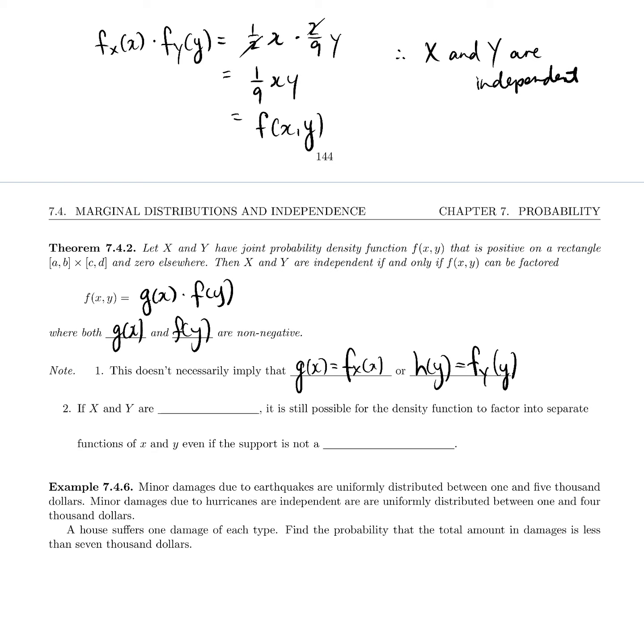The second note says if x and y are dependent, it might still be possible for the density function to factor into separate functions of x and y, even if the support is not a rectangle. So just watch out to what the theorem is actually saying.